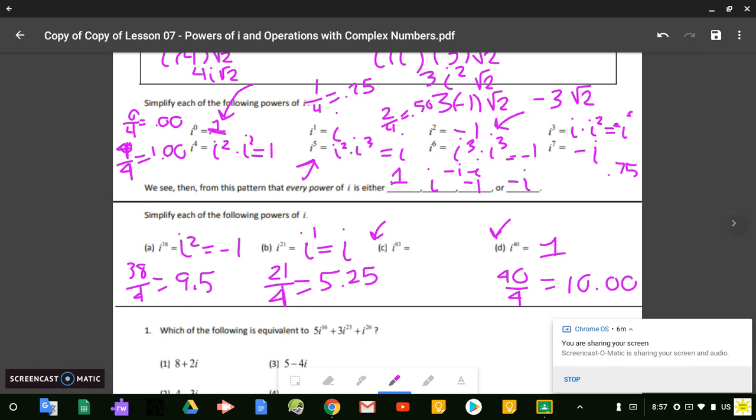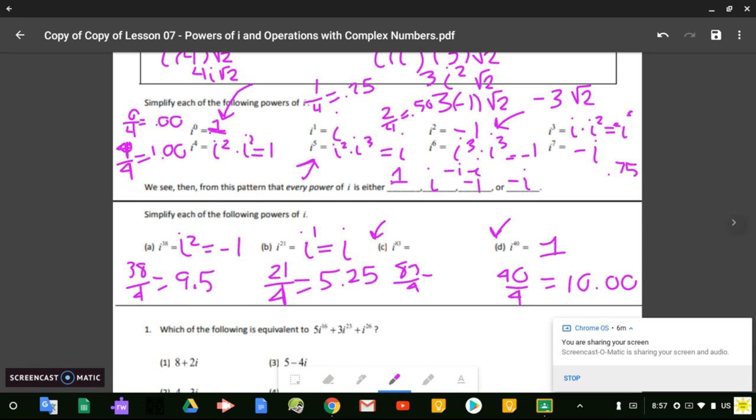And then if you did your 83 divided by 4, you're going to get 20.75. If you line that up, that's going to go with my i to the third pattern. So it's the same as saying i to the third, which is -i.